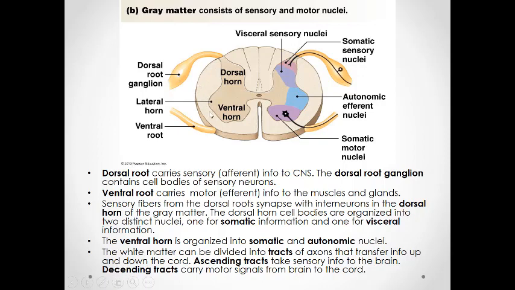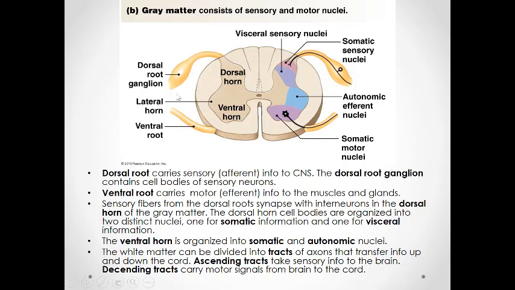The ventral root carries efferent information to the motors and glands. So remember, efferent information is information that is sent from the brain to the body. So creating muscle contraction to result in movement or so forth. Okay, or dilating your pupils or any of those sorts of things that need to occur.